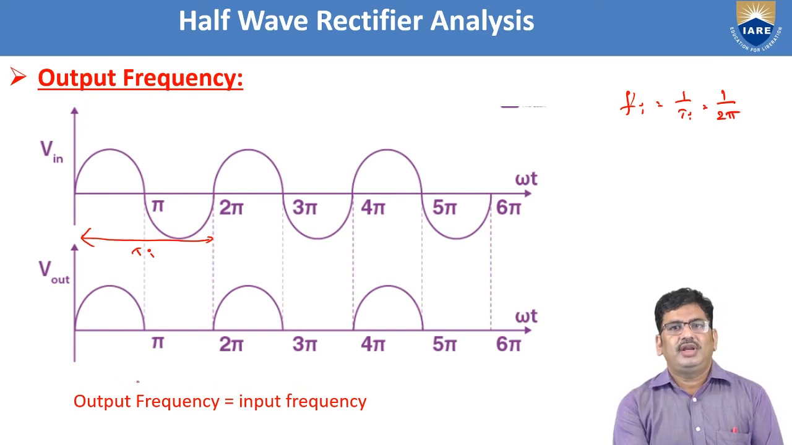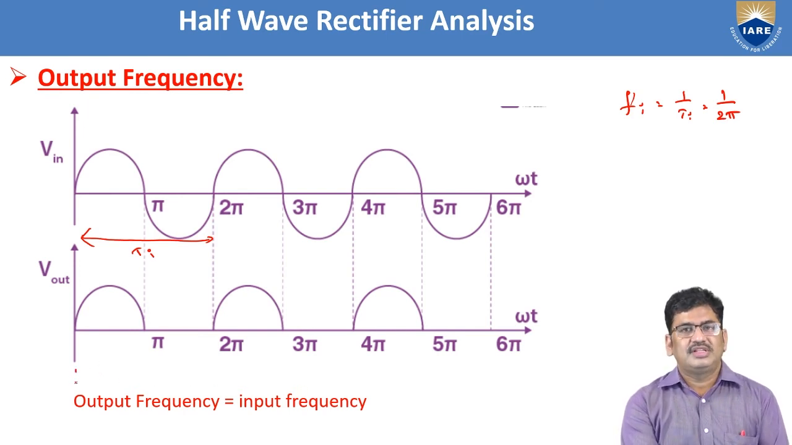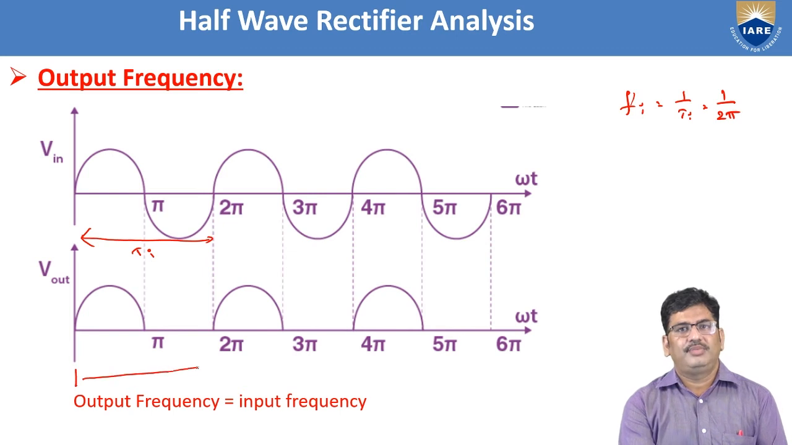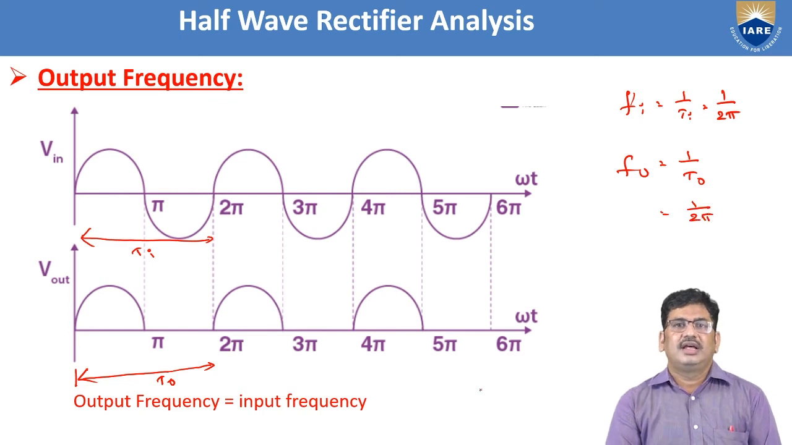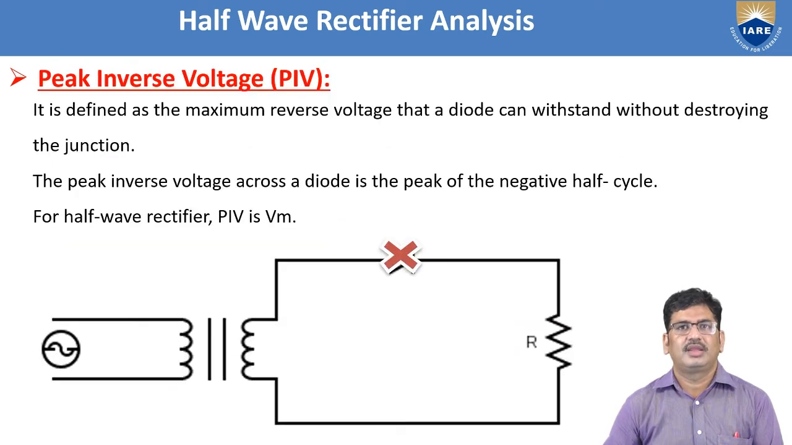For half-wave rectifier, the output frequency calculation will be done first by measuring the time period of the output signal, which is T0. Here the T0 is also equivalent to 2 pi. So the output frequency F0 is equivalent to 1 by T0, where T0 is equivalent to 2 pi. As Fi is equivalent to 1 by 2 pi, F0 is also equivalent to 1 by 2 pi. So for a half-wave rectifier, the output frequency is equal to the input frequency.